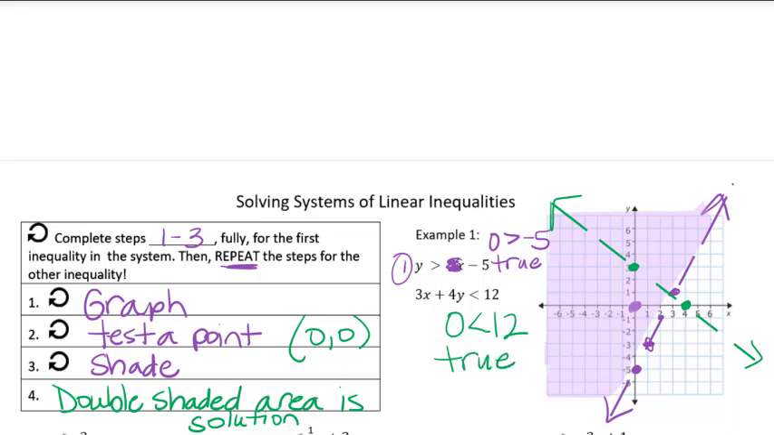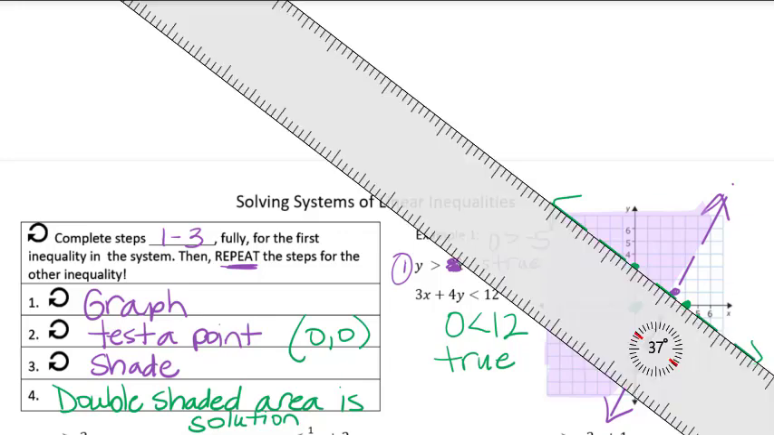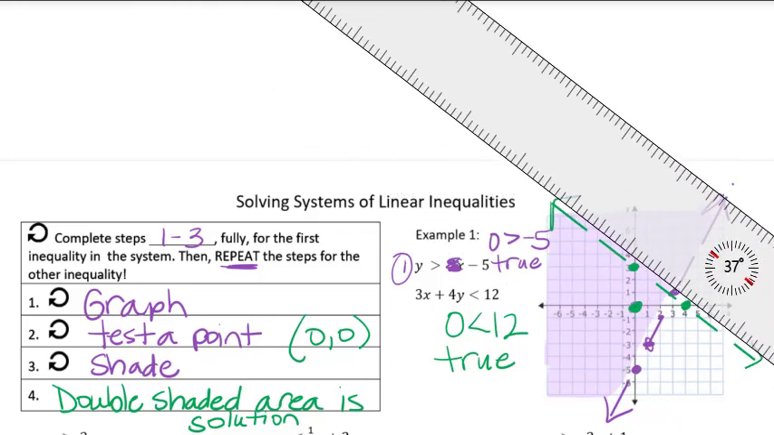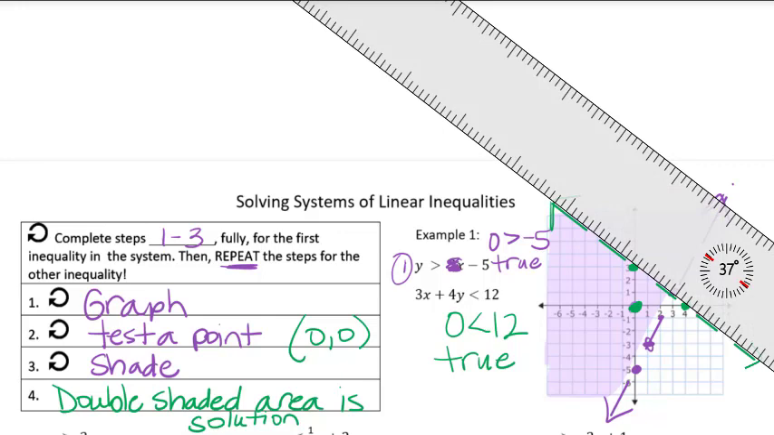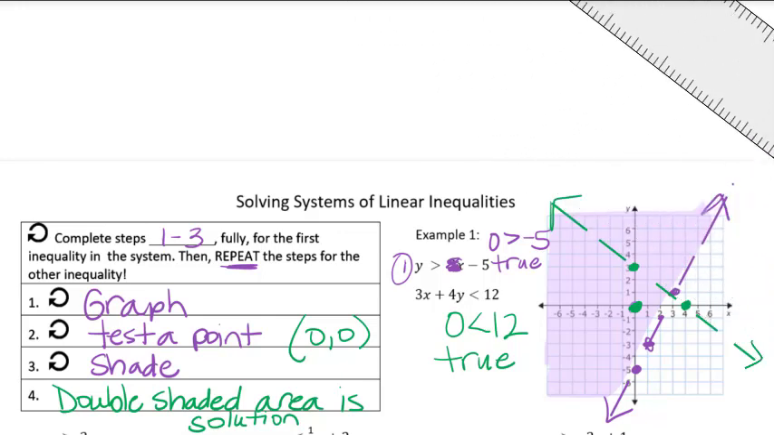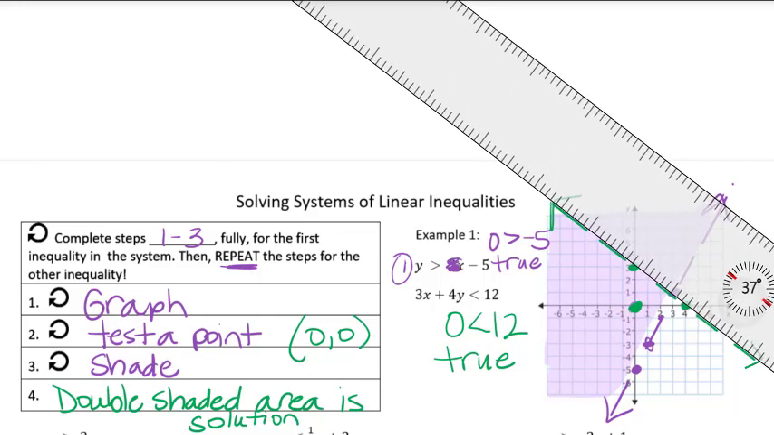That is true. Sometimes I find it helpful when there's two inequalities on the graph to use my ruler as a helper so I know where I'm shading. Because it's true, we want to shade the 0. Okay, and the 0 is right here, and we're looking at the green line on my screen.